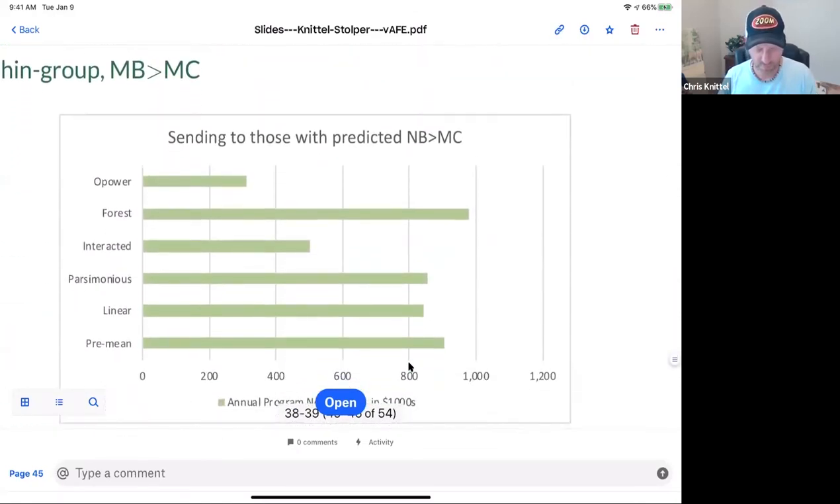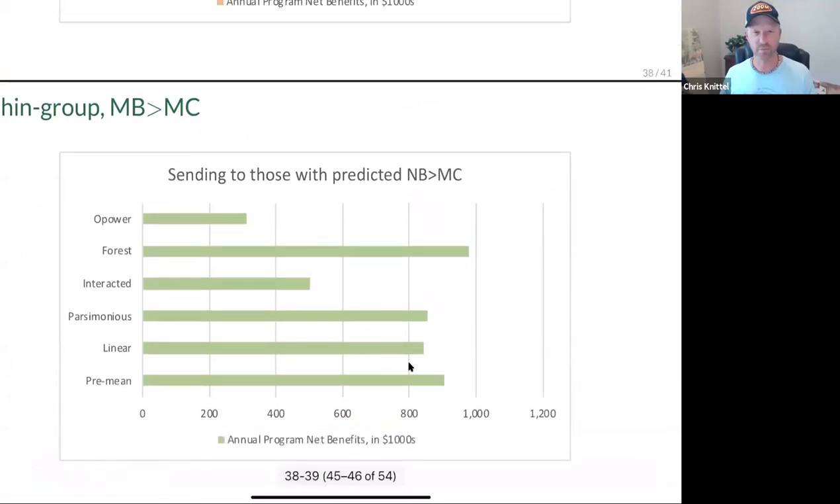When we ask it to do net benefits, the forest does better again. Now it's about 10% better than the pre-mean regression. What O-Power does, which is sending it to everyone, does the worst, right? So all methods are able to eliminate, on average, some useful elimination or some targeting relative to O-Power. So from this perspective, I would say the forest sort of wins here, not by a large amount.